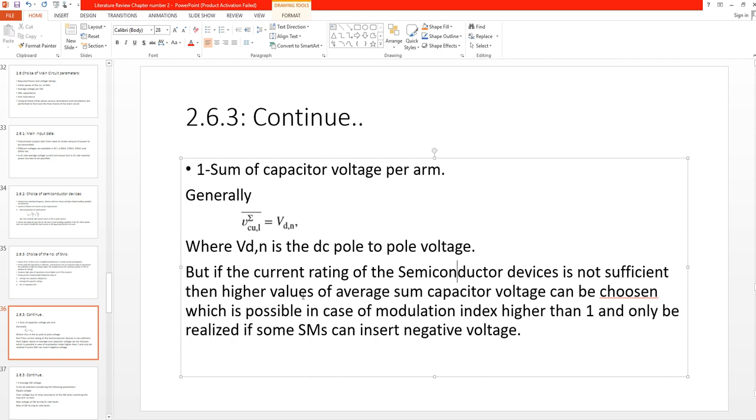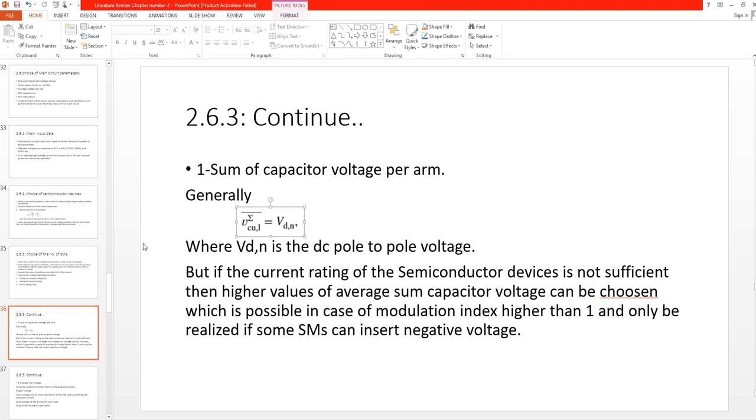But if the current rating of the semiconductor devices is not sufficient, then higher values of average sum capacitor voltage can be chosen, which is possible in case of modulation index greater than 1 and can only be realized if the submodules can insert negative voltage. Now, what does it mean?